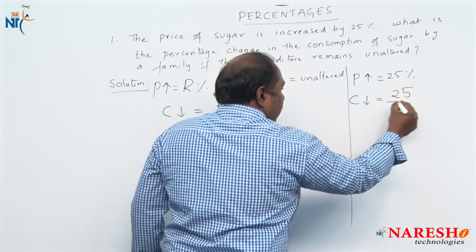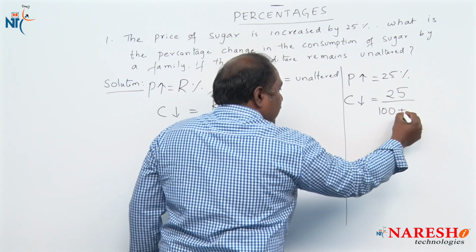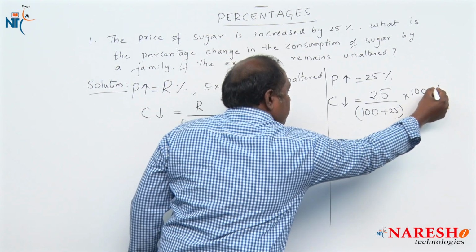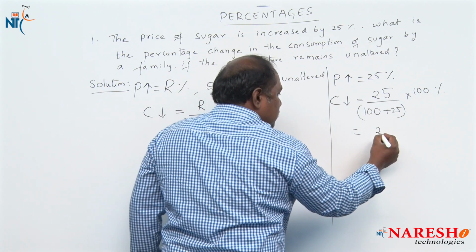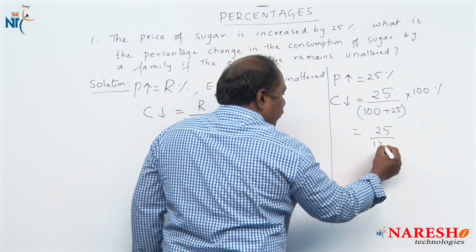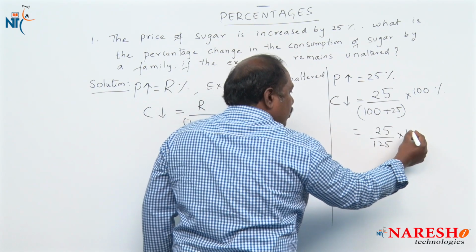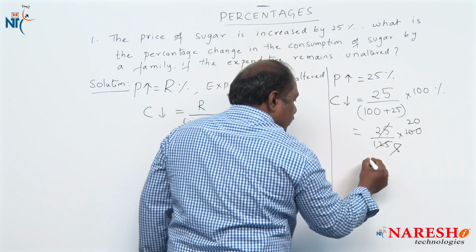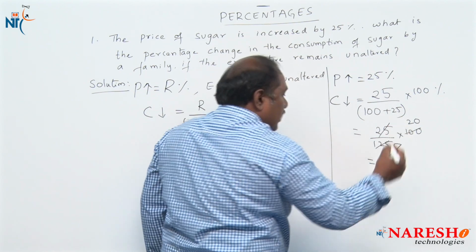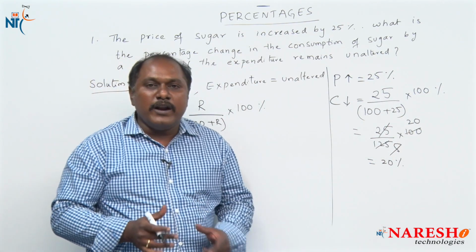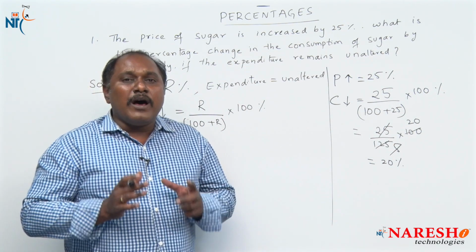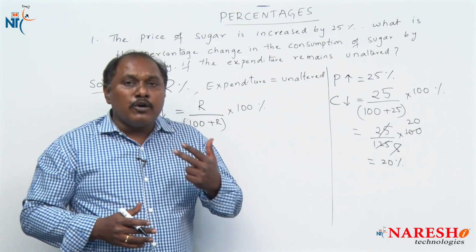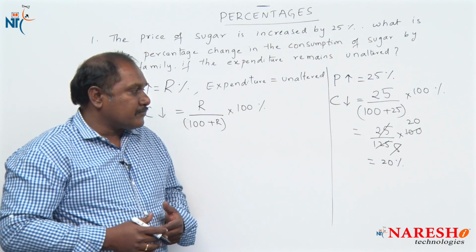25 by 100 plus 25 into 100%. Now calculating this, it's 25 by 125 into 100. 25 5s, 5 20s. So consumption decreases by 20%. Now this is one method to solve this problem. Now still there are two more ways to solve this problem.